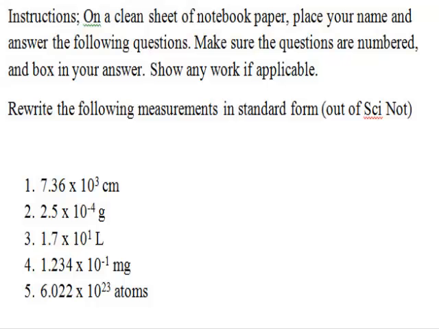This is an assignment. Go ahead and try this. On a sheet of paper, put your name on the sheet of paper. Number it 1, 2, 3, 4, 5. Write the number down in scientific notation and then in standard form and turn it in the next day. Want to see both of them?